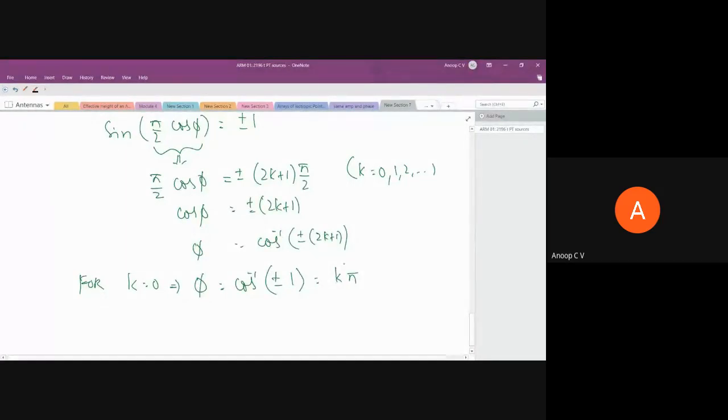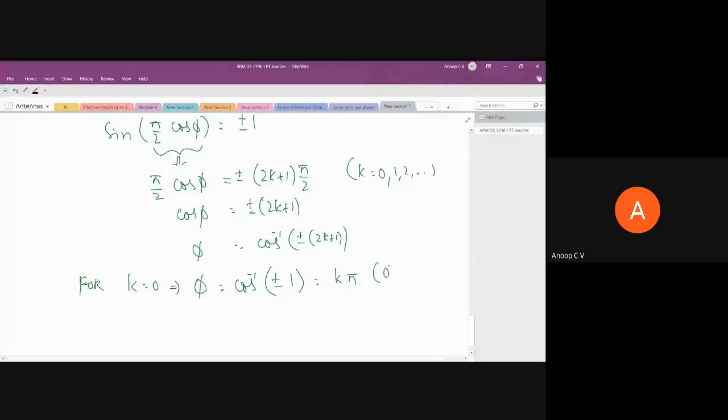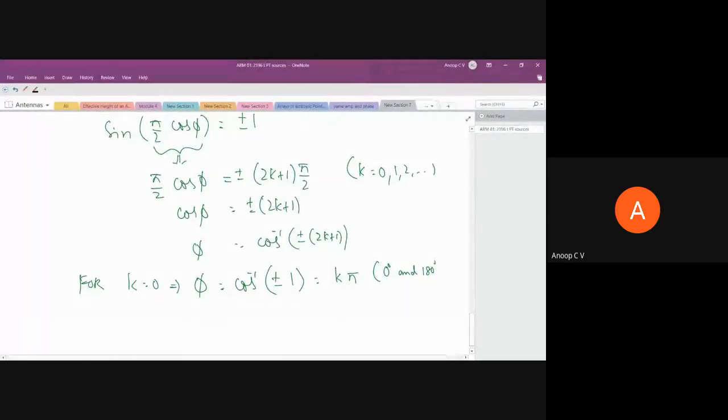Plus or minus k times pi. Or in other words, it can be 0 degree and 180 degree. We are interested in 0 to 360 variation. If it is repeating, it doesn't make any sense for us, as we are interested in the field pattern. So we have maxima along 0 degree and 180 degree.